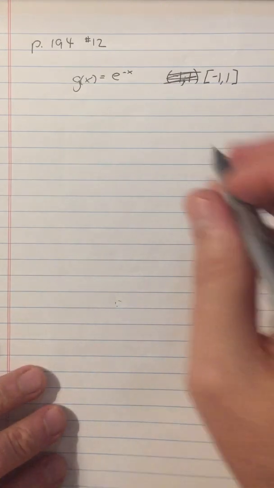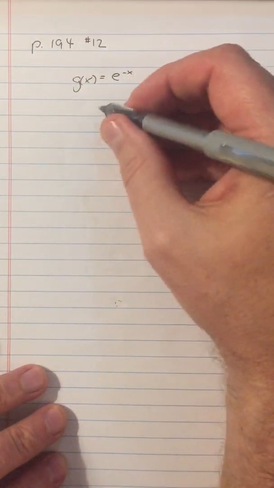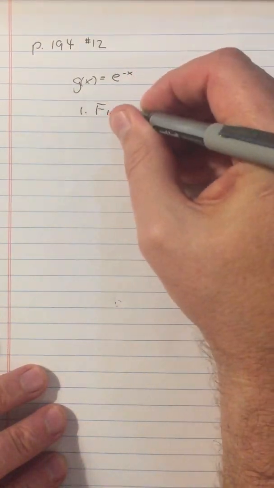All right, so remember the process. The process here is find the critical points, find the endpoints, and then do your first derivative test on your critical points, and then compare your endpoints. All right, so first we're going to find critical points. So step one is find critical points.